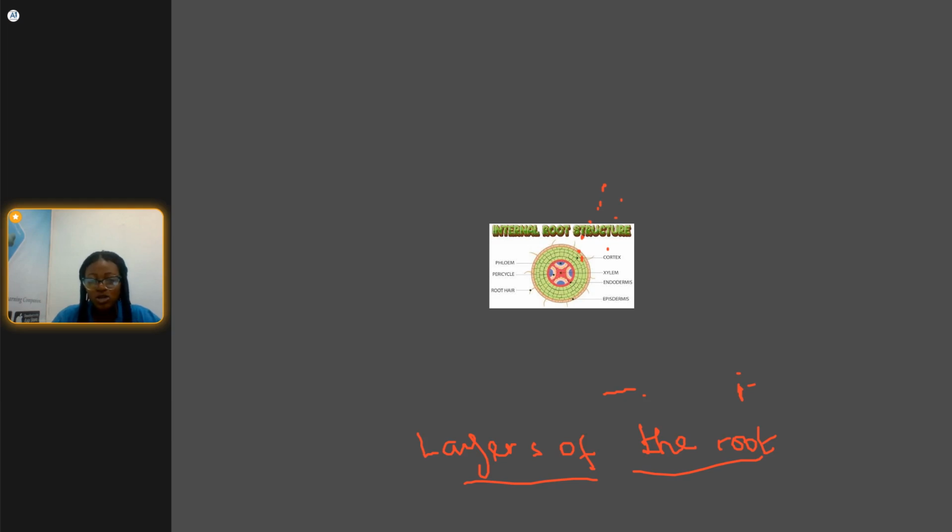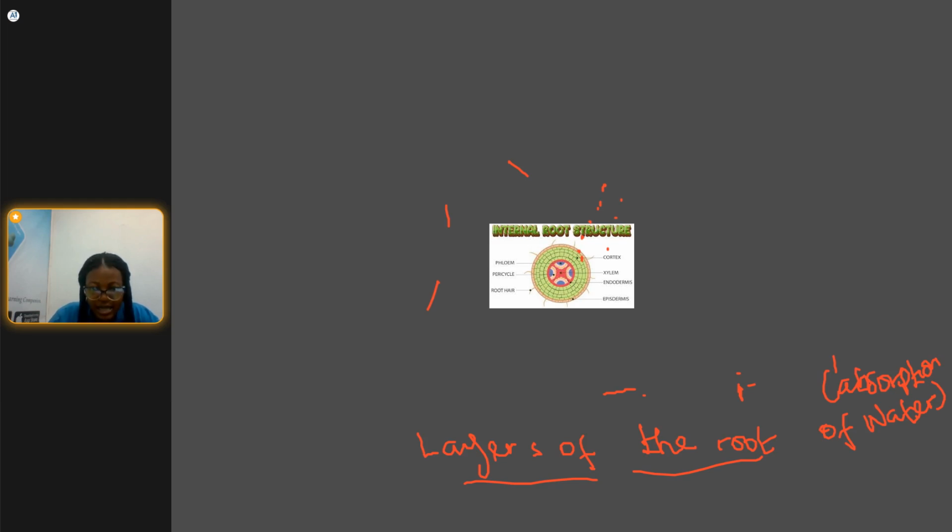And what does it do? What does the epidermis do for the root? It is the outer layer with root hairs. You can see the root hairs. It helps to absorb water, just like I explained earlier about the roots. So the epidermis is the outer layer, and it helps in absorption of water and nutrients from the ground. All right, that is the outer layer.